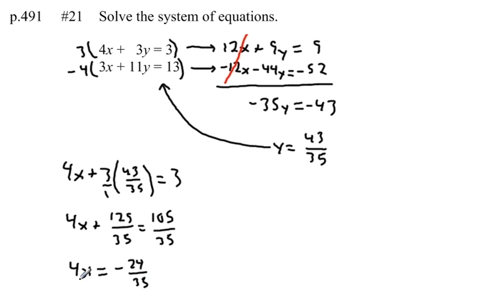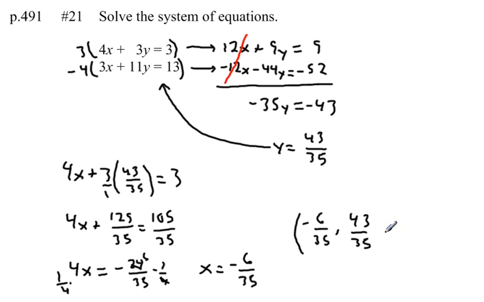And if I divide both sides by 4, well, that's the same as multiplying by 1/4. This cancels out, so I get x equals negative 6/35. So now, there's my point that will make both of these equations true.